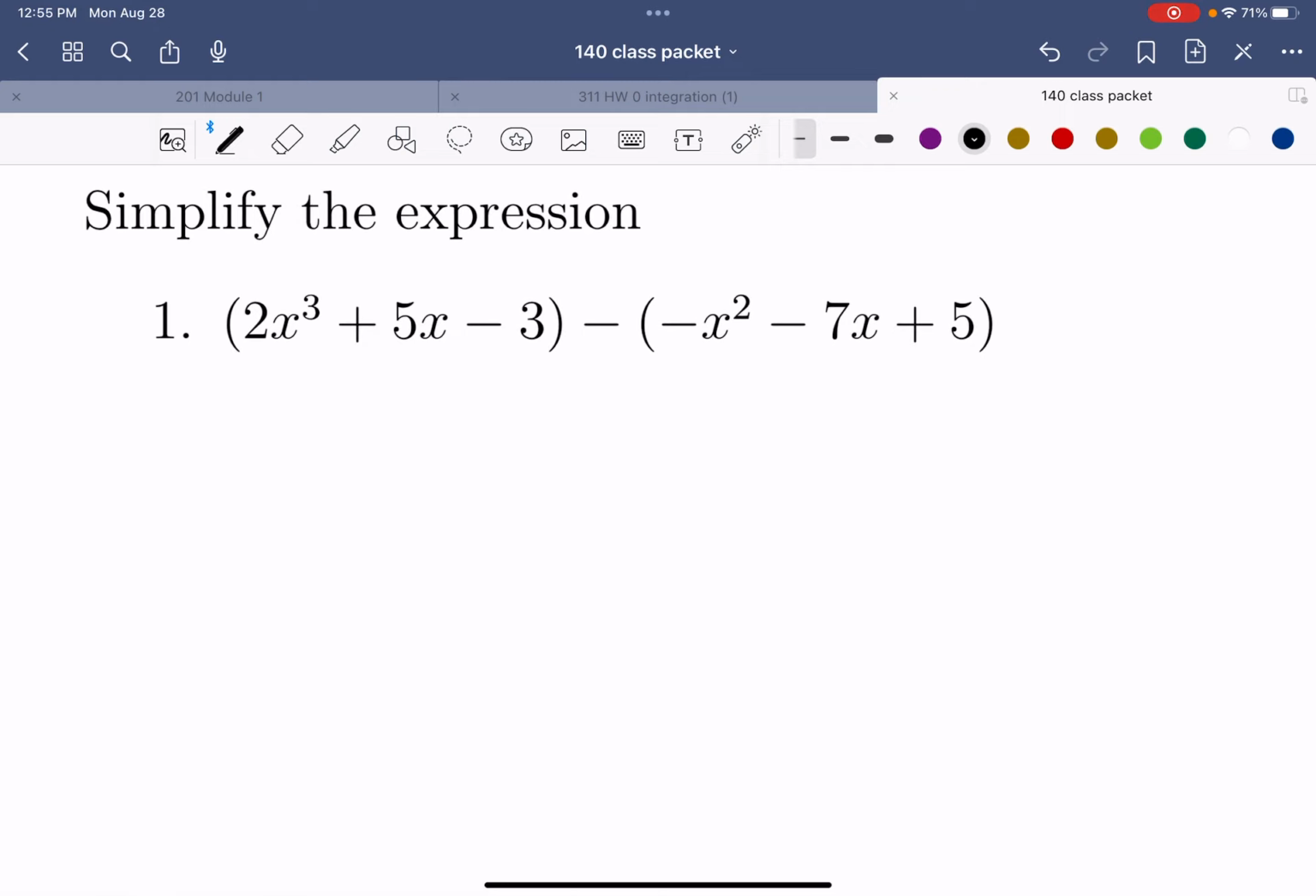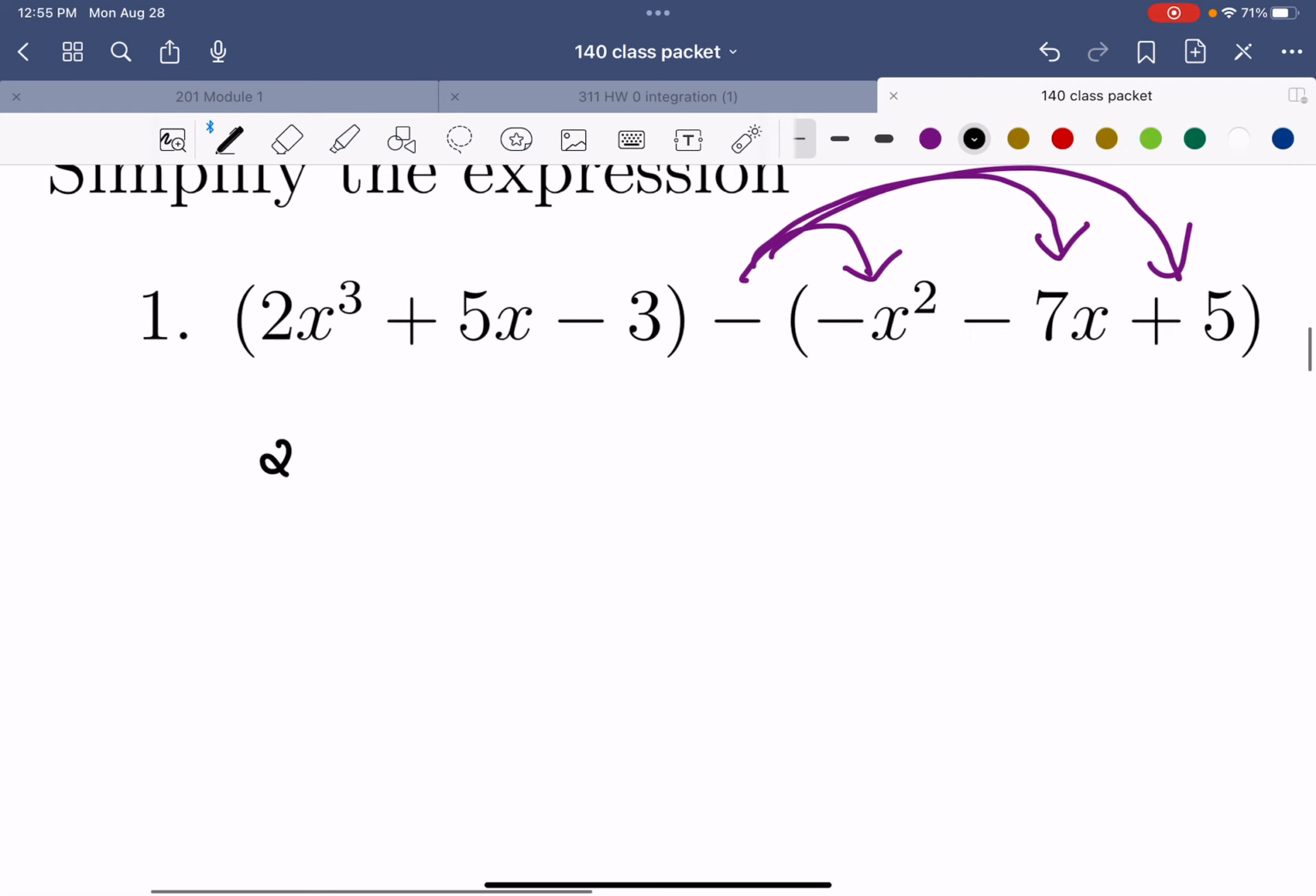So remember, when we're subtracting two polynomials, we want to make sure that we distribute that negative. So we're going to take this negative sign right here in the middle, and we're going to distribute it to all three terms over here. So my first few terms are going to stay the same. So 2x cubed plus 5x minus 3. And then I'm going to distribute my negative.